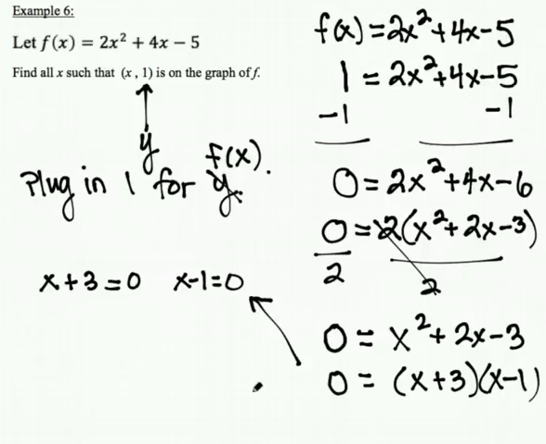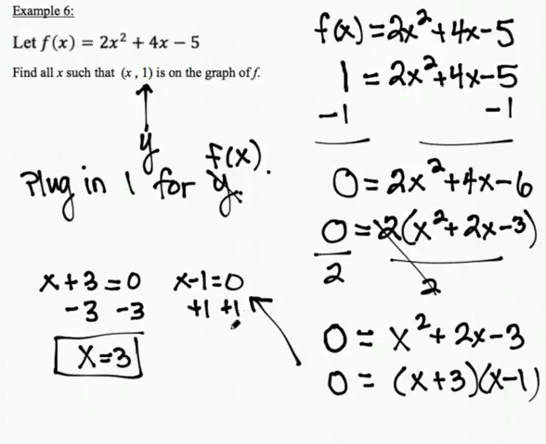Okay, so I'm coming up here. Subtract 3 from both sides. That's going to give me x equals 3 is one possibility. I'm going to add 1 to both sides, and that's going to give me x equals 1. All right, so find all x such that x comma 1 is on the graph. I found my two x values, 3 and 1, so I actually have two solutions.